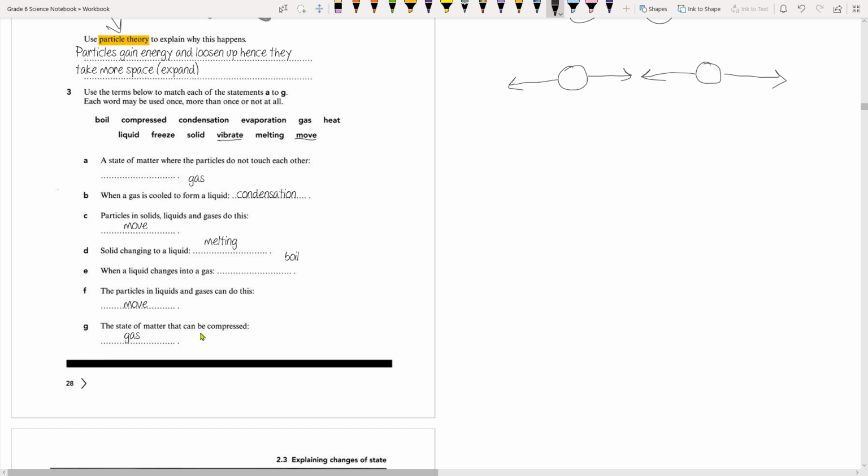The state of matter that can be compressed, that would be a gas. Some of these words were not used. For example, solid was not used, evaporation was not used. The word heat is not used over here. Compressed is not used over here, and I think freeze is not used. These words have not been used. The rest were used, and two of them were repeated.